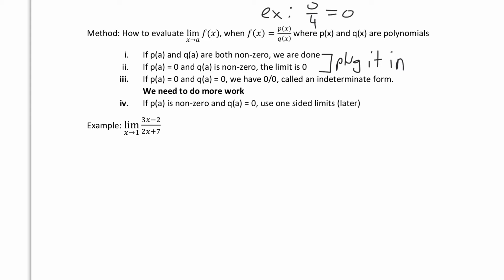The limit as x approaches 1 of 3x minus 2 over 2x plus 7. Well, the first thing you should always do is try to plug it in, because we hope that the limit plugs in. That would be nice if it plugged in. So you get 3 times 1 minus 2 over 2 times 1 plus 7. So that's going to be 1 over 9. Well, it plugged in. So there you go. There's your answer. We got 1 over 9. 1/9 is the answer to this limit.